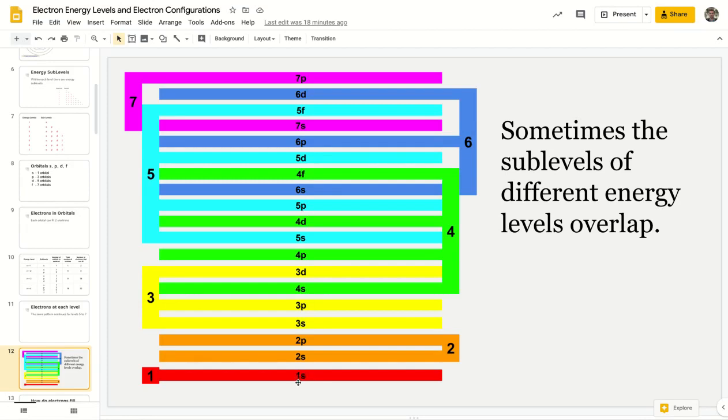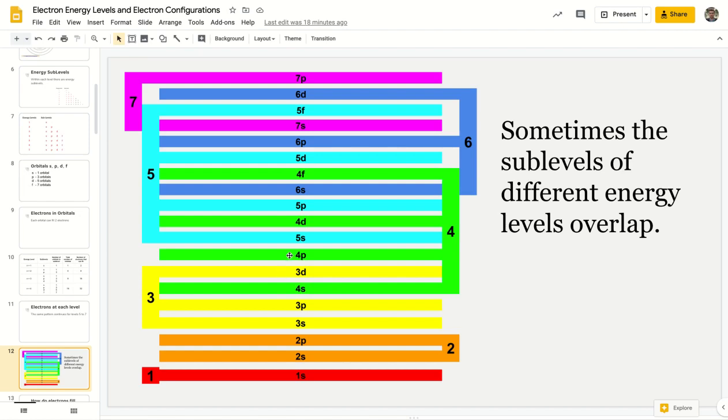Here we have our first energy level, and it has one sublevel. We call that the 1s. Then we've got the second energy level. It has the 2s and the 2p. Then we've got our third energy level, and it has the 3s and the 3p. And then before you get to the 3d, you actually have the 4s sublevel. So the fourth energy level and the third energy level are overlapping. After the 4s, you have the 3d, and you've finished your third energy level.